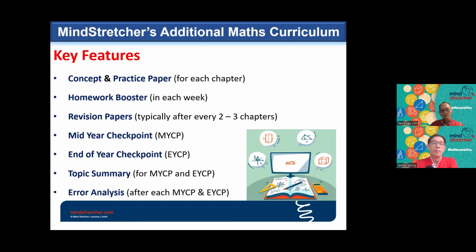Okay, and then for revision papers, as I mentioned, it is typically after every 2 to 3 chapters. This is also to consolidate their learning. And then there's the mid-year checkpoint and the end-of-year checkpoint. On top of that, not just at the mid-year and end-of-year checkpoints will they receive the topic summary, but during the revision papers, most of the time, they may also receive a shorter version of the topic summary. That means it's a summary within those 2 to 3 topics, right?